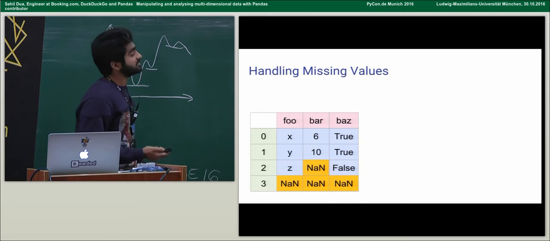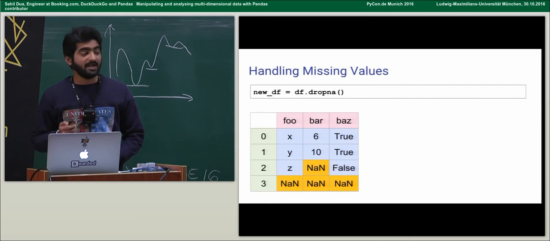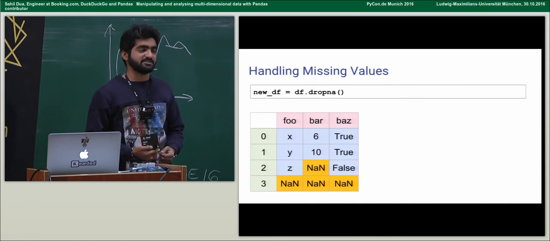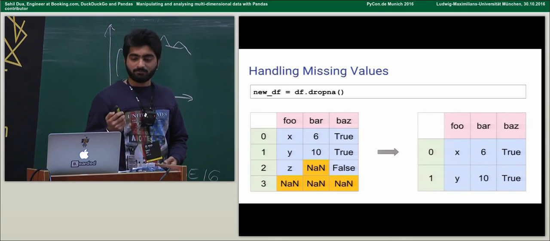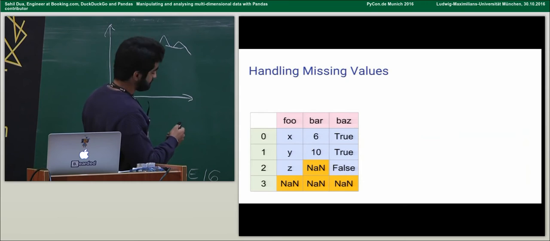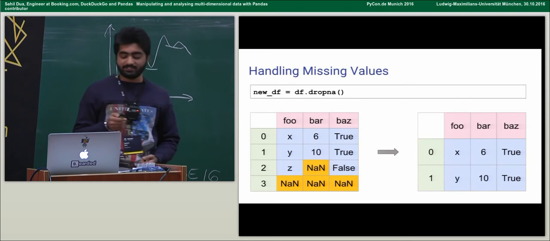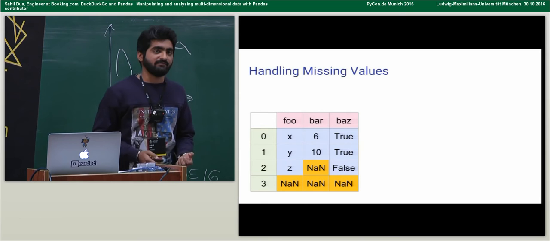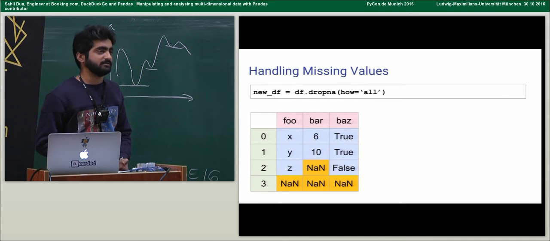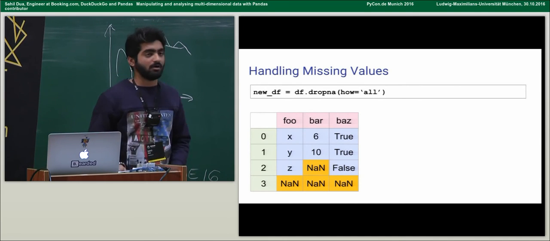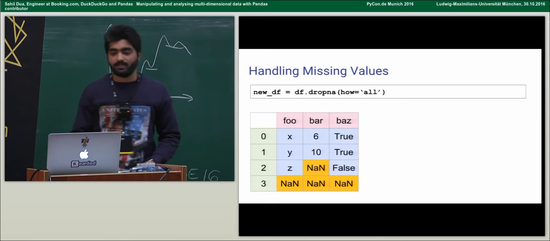Let's see how. First of all, if we want to drop the non-defined values, you have a simple method which is dropna, and by default it will drop all the rows which have at least one non-defined value. Simple, right? But you can see in this case we lost these two values, Z and false. What if we want to drop only those rows which have all non-defined values, and if a row has at least one defined value, we keep it? You can simply mention how you want to drop the values. You mention how equal to all, that means you want to drop the rows only if all the values are non-defined. And this is the result.